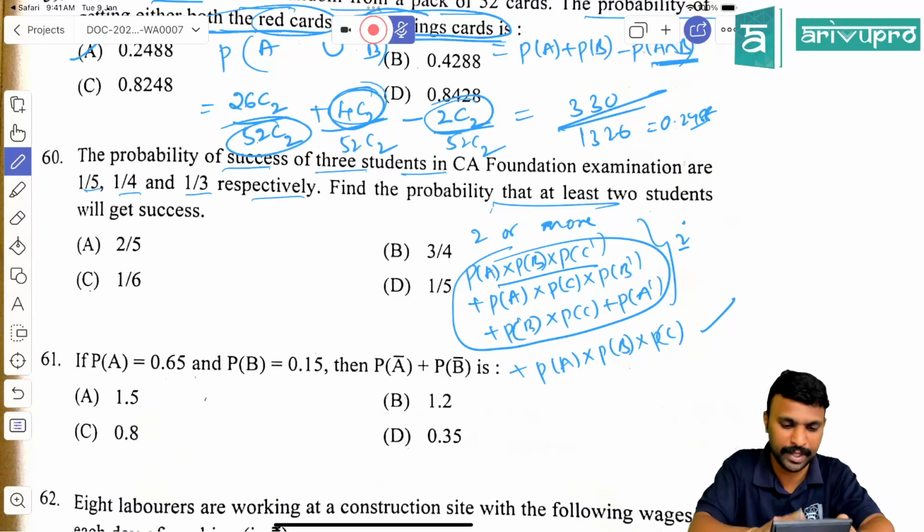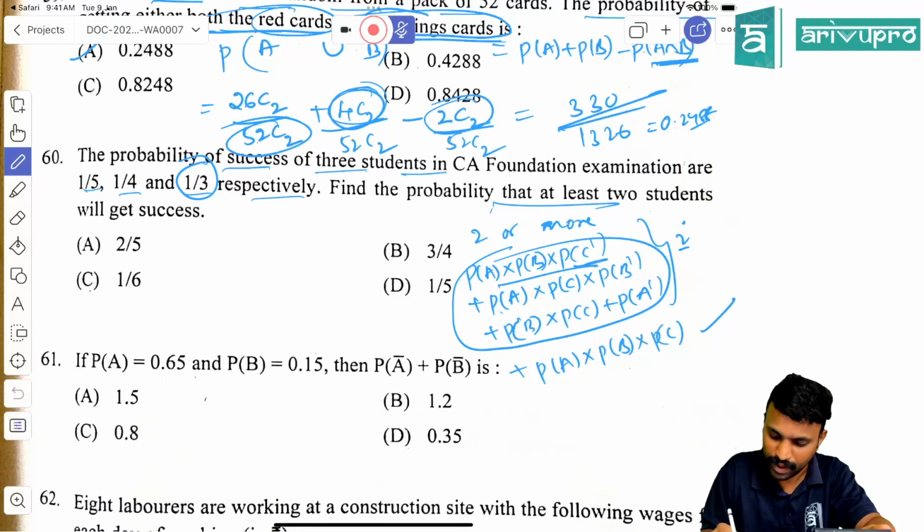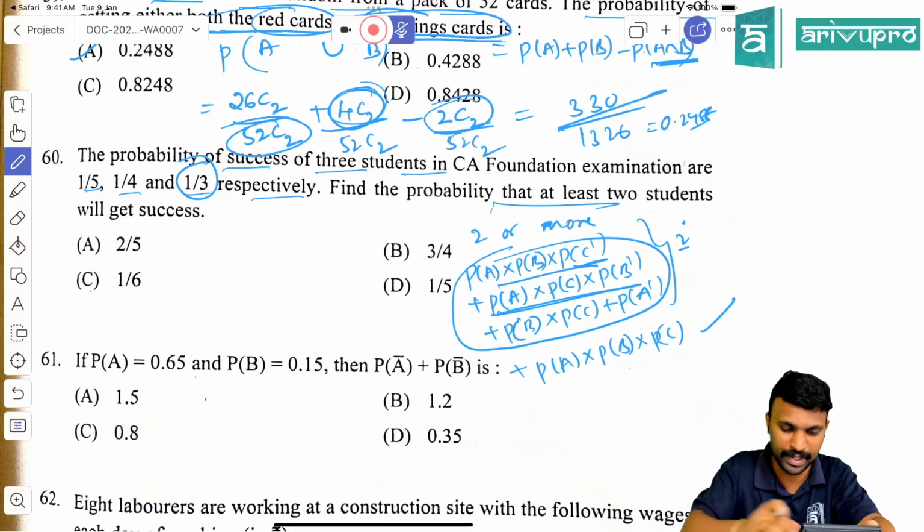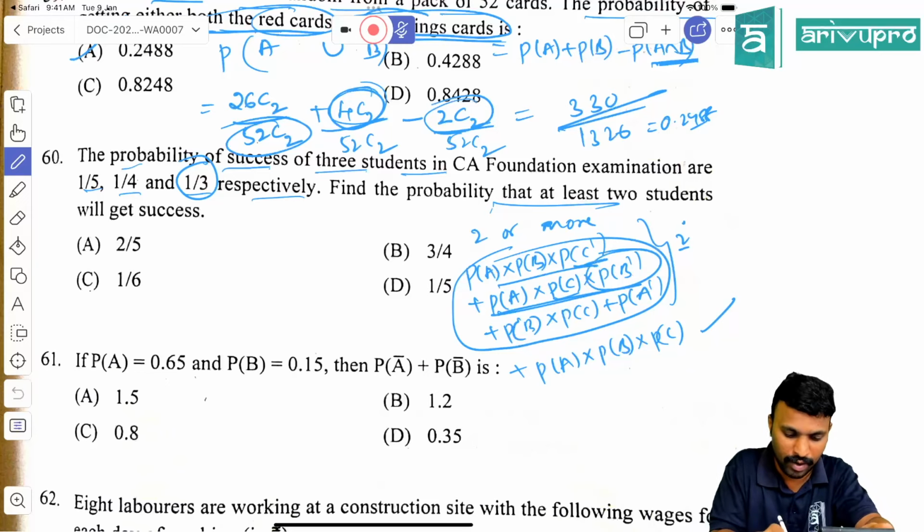P of A is how much? 1 divided by 5, into P of B, how much? 1 divided by 4, into P of C dash. P of C is 1 by 3, so P of C dash is 2 by 3. 2 divided by 3, plus. Next, consider the second case. P of A is how much? 1 divided by 5, into P of C, how much? 1 divided by 3, into P of B dash. P of B is 1 by 4, B dash is 3 divided by 4, plus.